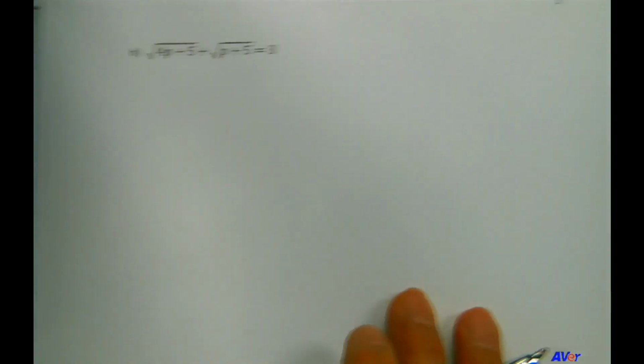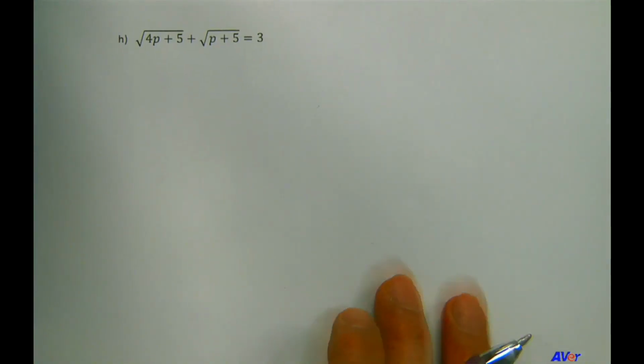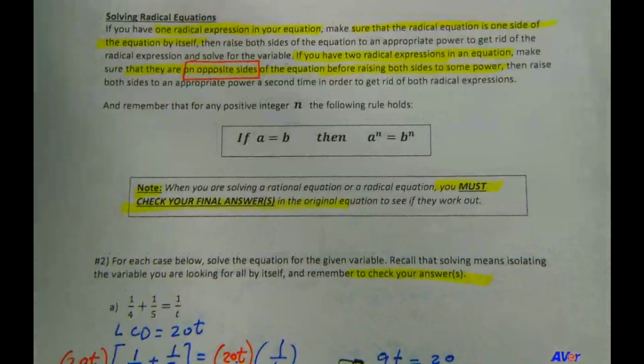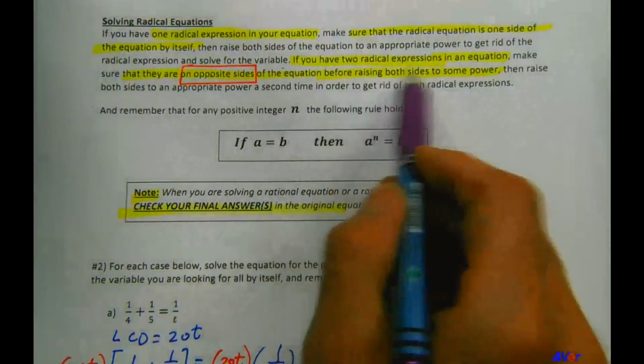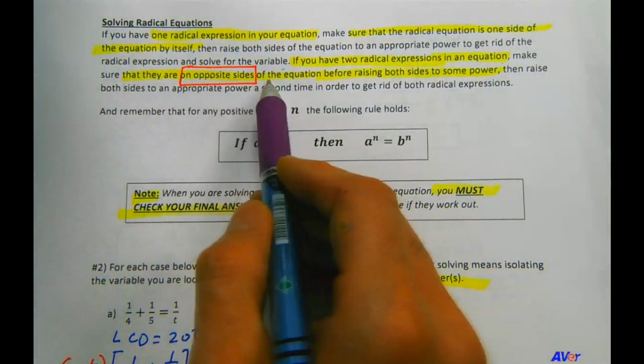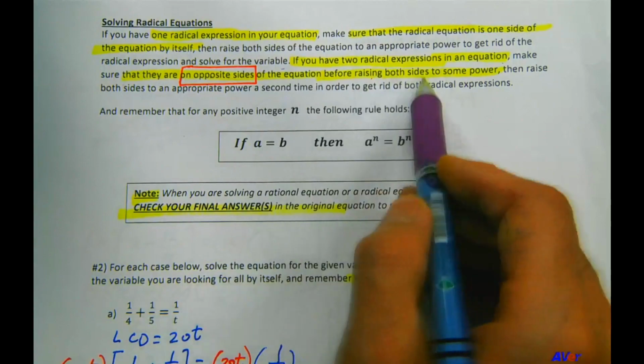In this example, we have two radical expressions. Please solve these on a scratch paper before you see my solutions. Let me bring back that page where it talks about what happens when we have two radical expressions. If you have two radical expressions in an equation, make sure that they are on opposite sides of the equation before raising both sides to some power.